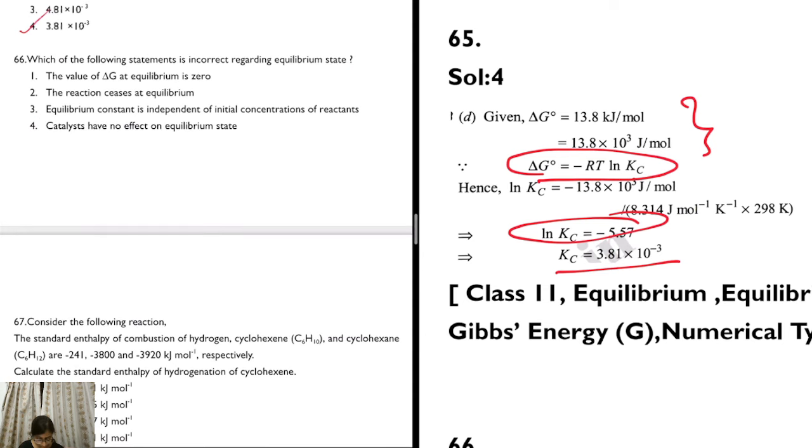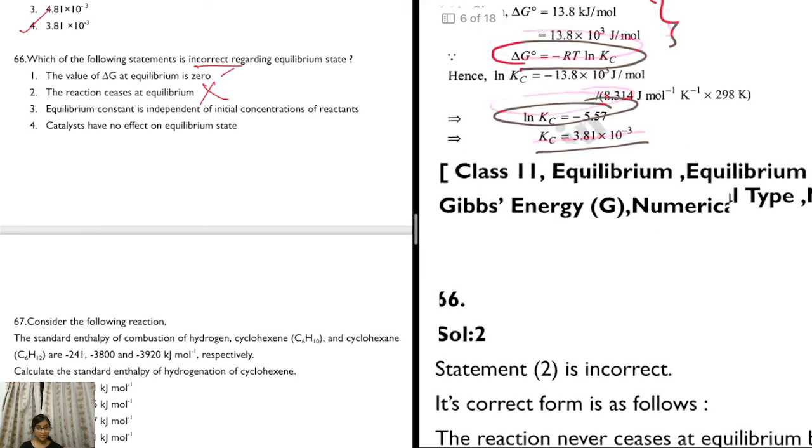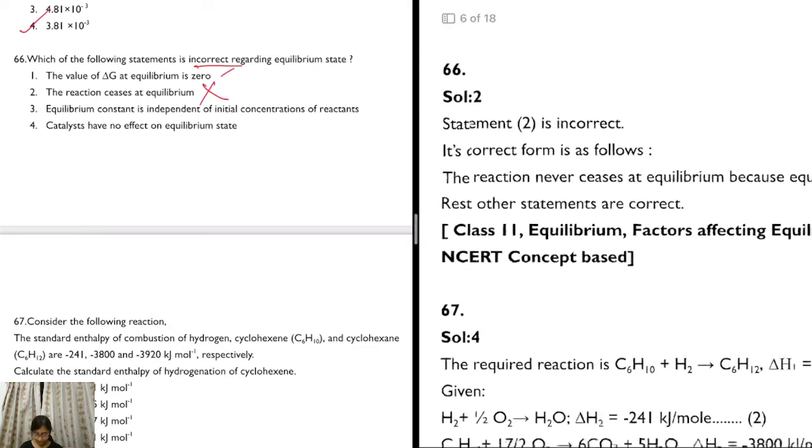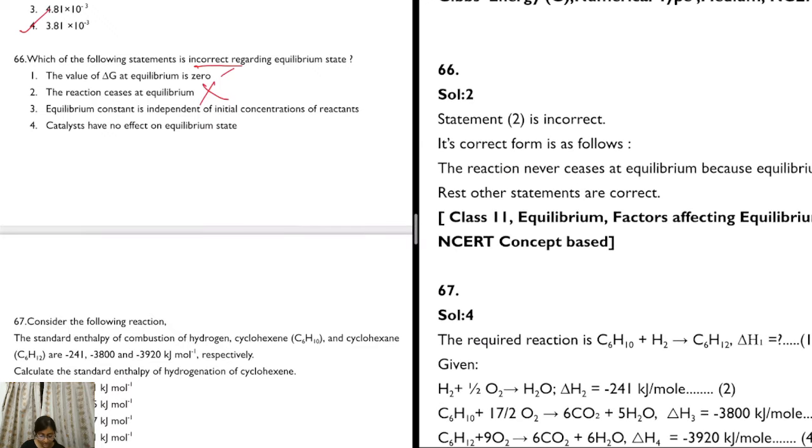Now in the next question, which of the following statements is incorrect regarding the equilibrium state? The value of del G at equilibrium is 0. This is right. The reaction ceases at equilibrium. No, this is wrong. The reaction never ceases at equilibrium. It is in a state of equilibrium. It never stops. And in the next option, it is given that the equilibrium constant is independent of the initial concentration. This is also true. It depends only on the concentrations present at equilibrium. Catalysts have no effect on the equilibrium state. Yes, this is also true.